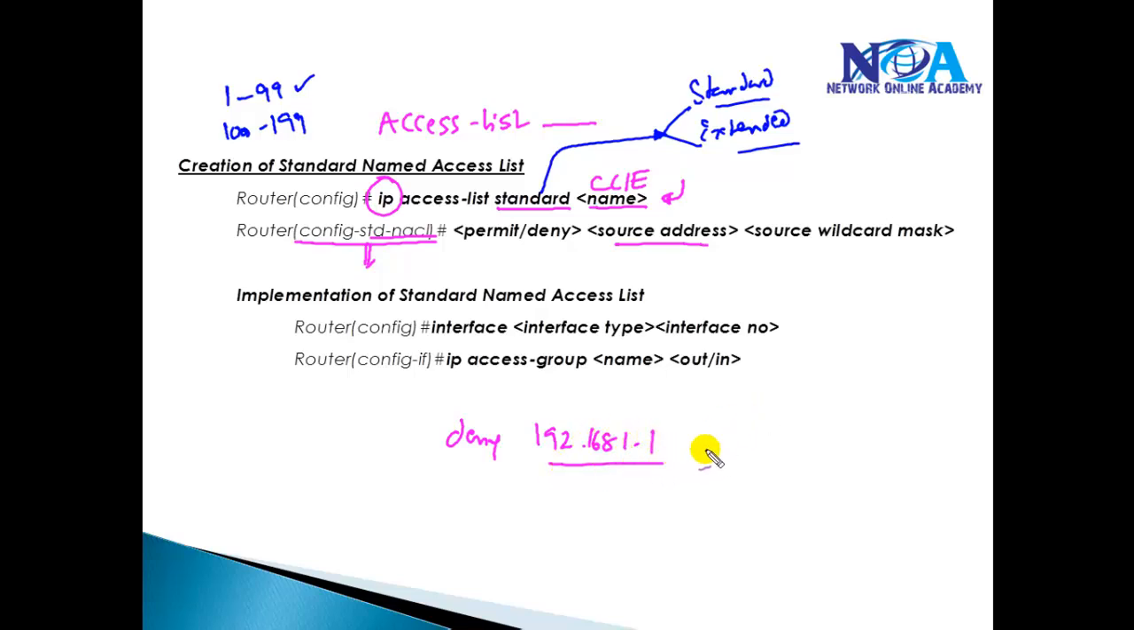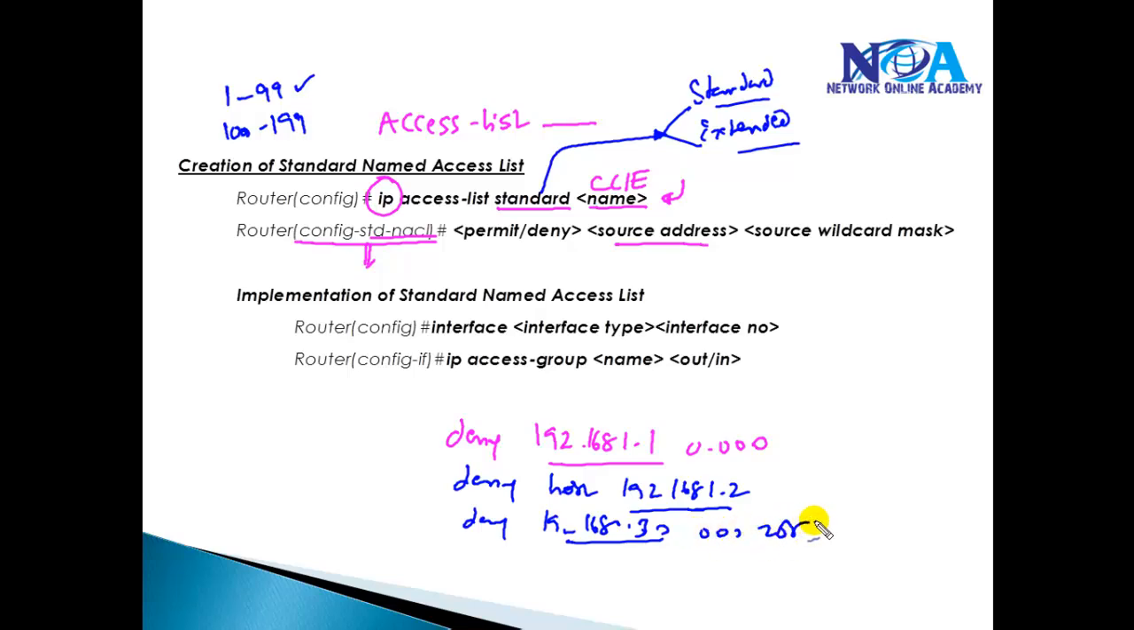192.168.1.1, and then the source wildcard mask 0.0.0.0. Or we can also write it as deny host 192.168.1.1 or 1.2, so without a wildcard mask, more similar to a numbered ACL. And if you are denying the complete network, I'm going to say 192.168.3.0 network with a /24 wildcard mask.